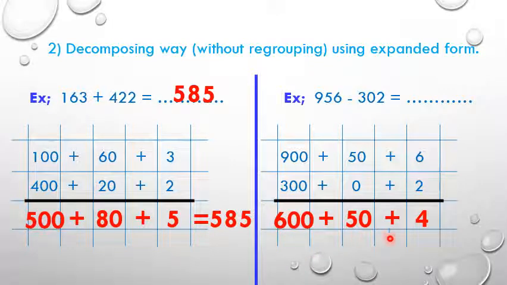Then combine again this expanded form to standard form. It will be 4 in ones, 5 in tens, and 6 in hundreds. This number is called 654. Good job. All of these were strategies for without regrouping.